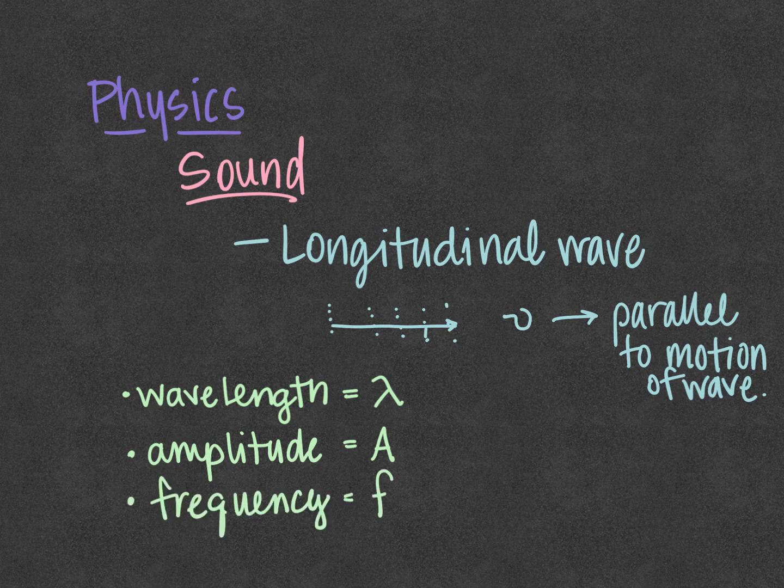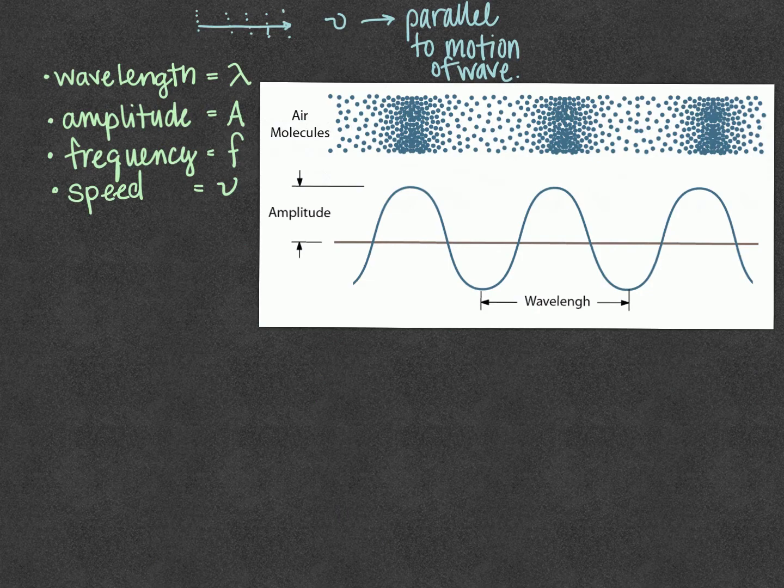A longitudinal wave has wavelength, amplitude, frequency, and speed. In this image, we can see the compression of the air molecules very close together at the crest, and then very far apart at the trough. So we see a wavelength from compression to compression, like from crest to crest.